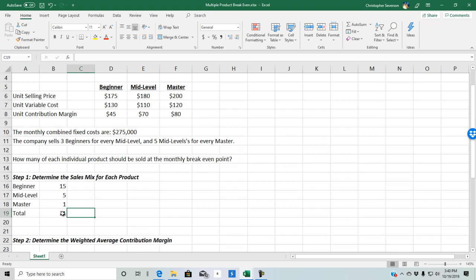So 21. Now what we need here is to get a percentage for each of these 3 types. It's going to be 15 out of 21, and then 5 out of 21, and 1 out of 21. If we add these up, you'll see at the bottom here we get 100%, or 1.0. So this is our sales mix we're going to be using. Now the whole goal of this is we need to get a weighted average contribution margin, and the weighted average is the sales mix. That's how it's weighted.